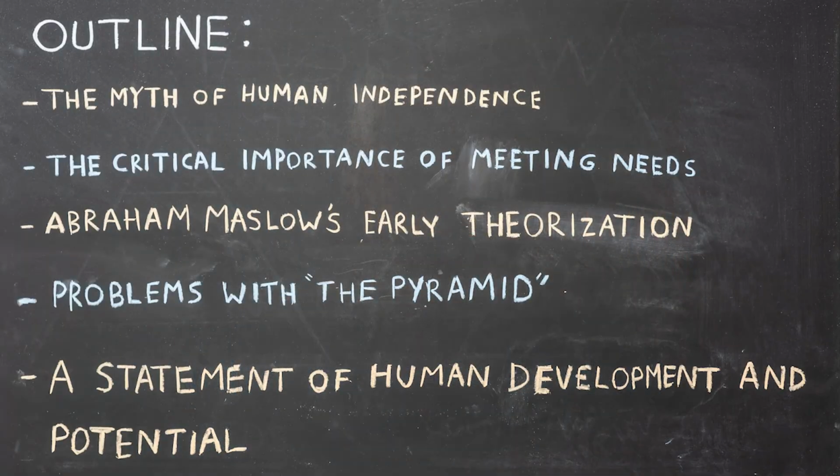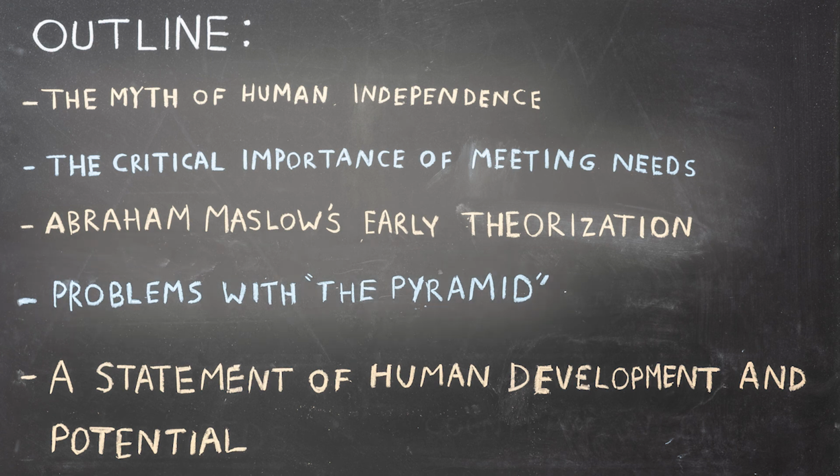In this presentation, I'm going to talk about 6 related topics. I'm going to talk about the myth of human independence, as well as the critical importance of meeting all our human needs. I'm also going to talk about Abraham Maslow's early theory of human needs, and I'll talk about some of the problems with the iconic pyramid that is still used to represent his theory to this day.